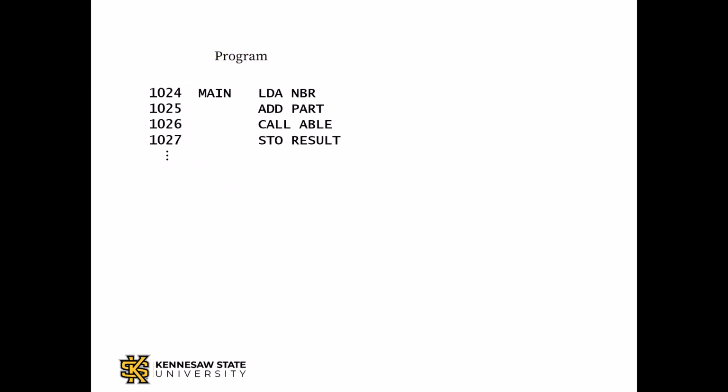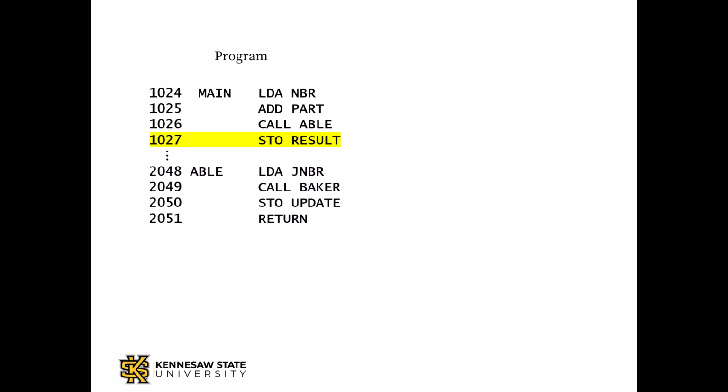Here is a piece of our main program. The part that's important for this video is the call to subprogram Able. When Able finishes, the instruction after the call, namely store result at location 1027, should be executed. Here's a look at Able. Able calls another program, Baker. And here's Baker. When Baker finishes, it must return to Able at the instruction after the call, namely store update at location 2050, and not back to the main program. Let's see how we can make that happen using a stack.